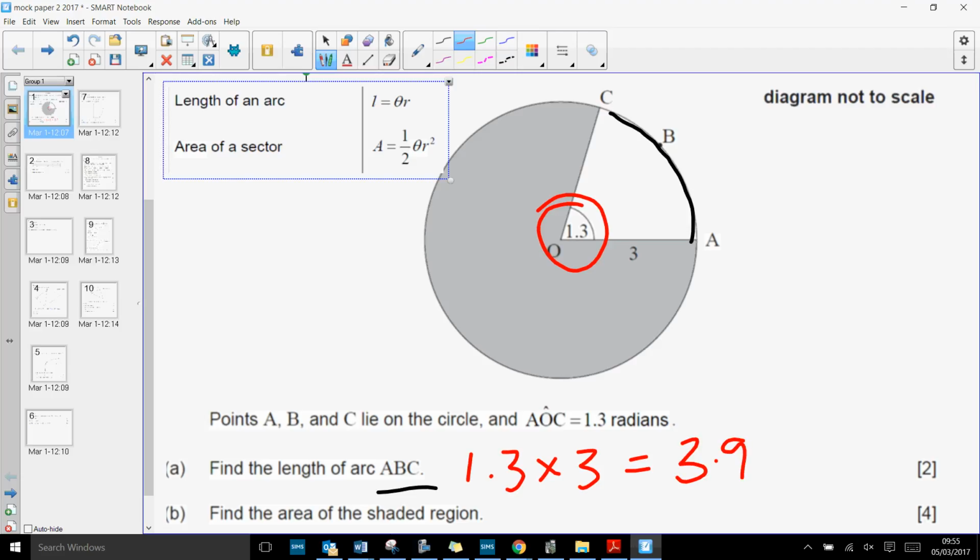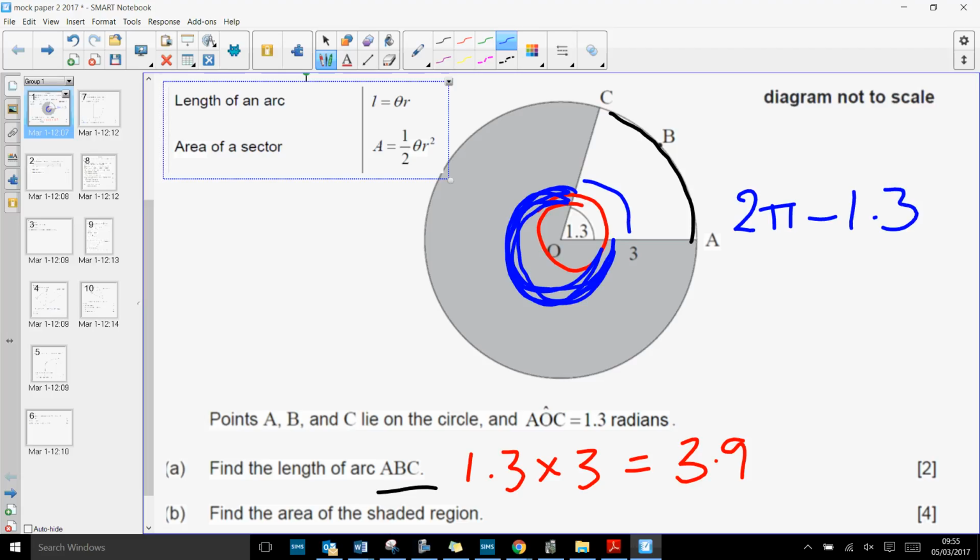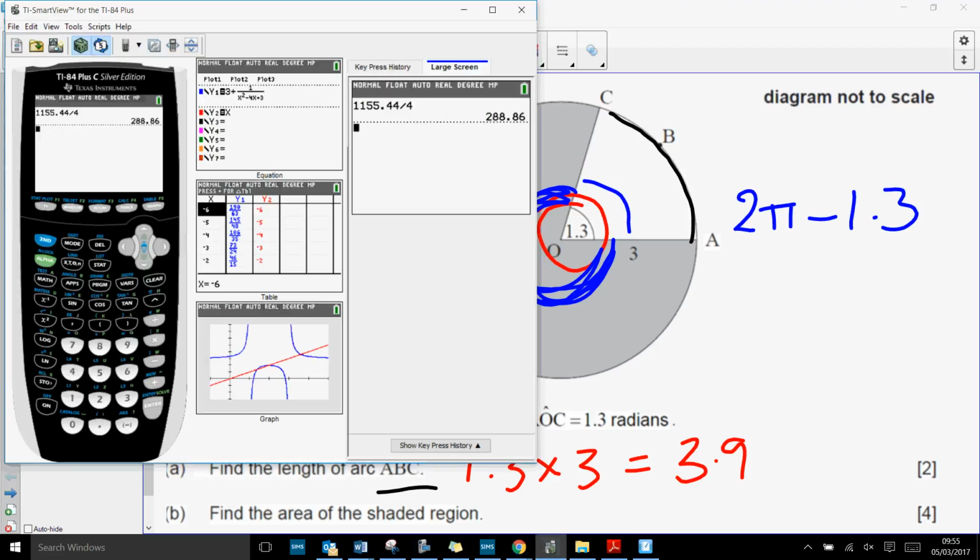So find the area of the shaded region. Now note, if this angle here is 1.3 radians, this is the angle we want for the shaded area. That angle there would be 2 pi subtract 1.3. So 2 pi subtract 1.3 gives us 4.98318. Actually, we'll just leave that in the calculator.